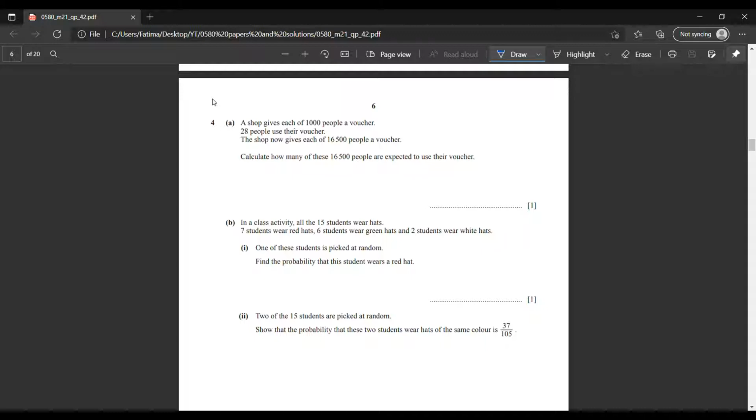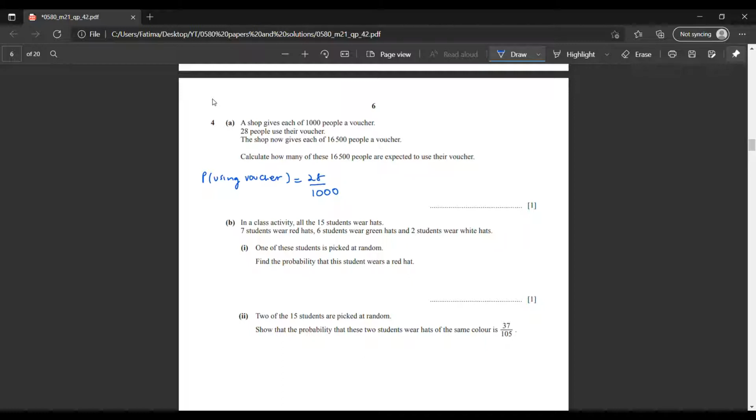So how you would normally solve this question is by first calculating the probability that people will use a voucher. In our original situation, we had a total of 1,000 people and 28 of them would use their vouchers. So the probability of using their voucher should be 28 by 1,000. You can simplify this, but it's not really required.